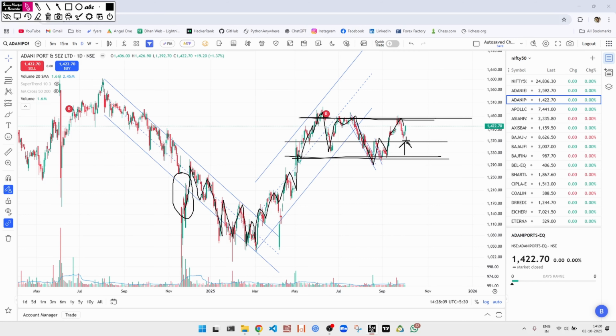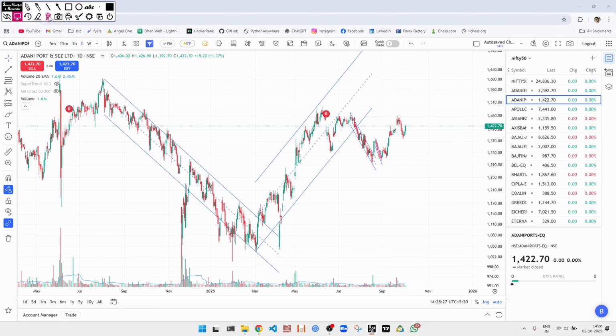Price bounced back from this, and so our next target should be somewhere around 1460, and if that is crossed, we can see levels of 1500 or 1560. I hold the same bullish view for Adani Ports also.